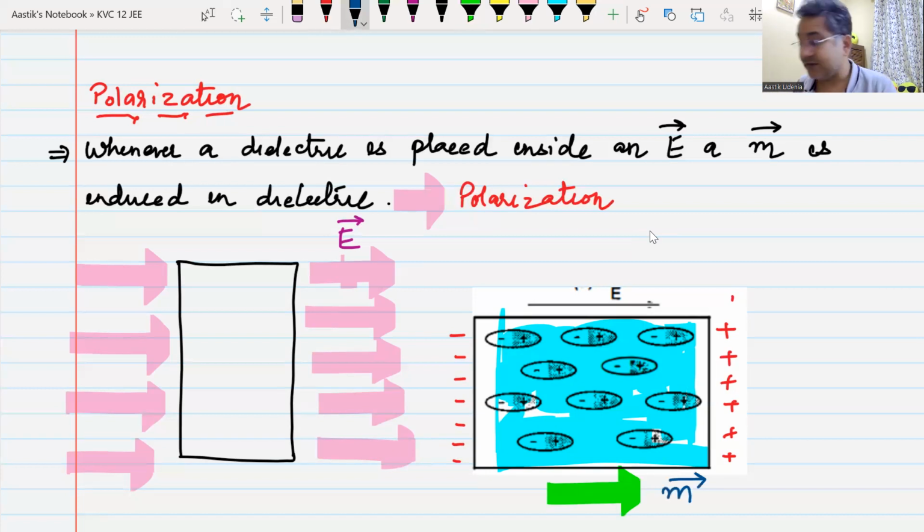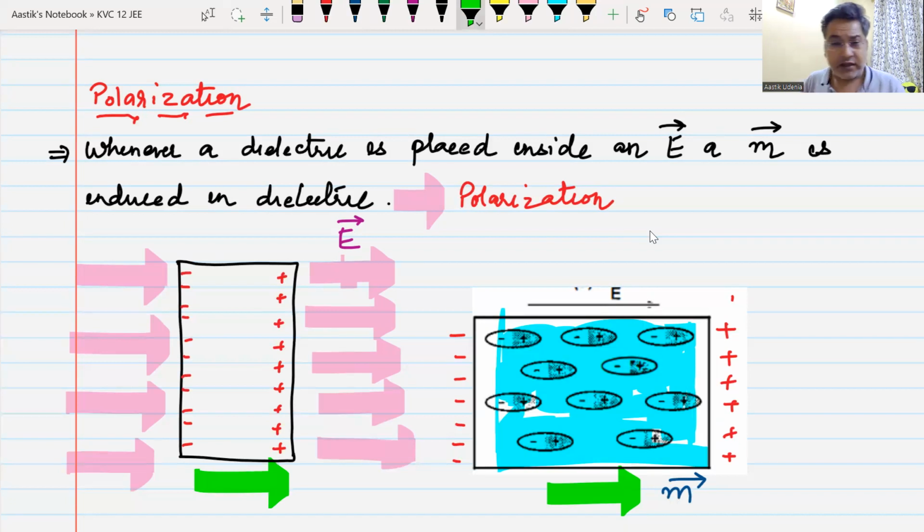This phenomena is known as polarization. So how do I show it on my diagram here? I will show negative charge on this side, and positive charge on this side. This is what happens in an electric field. A dipole moment gets induced, and the direction of that dipole moment will be the same as the direction of the electric field. Do we understand how this is done?